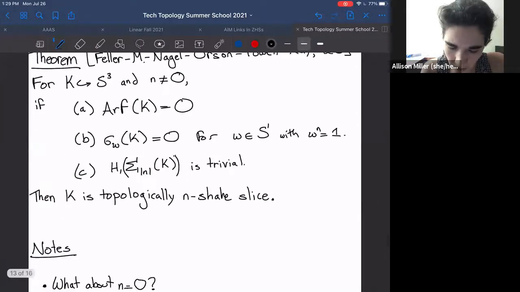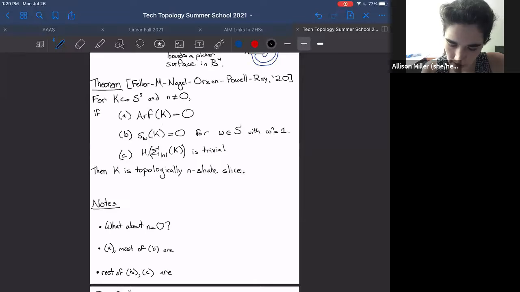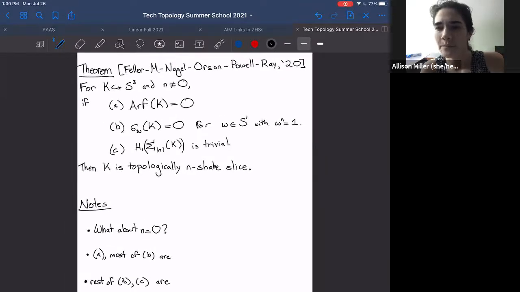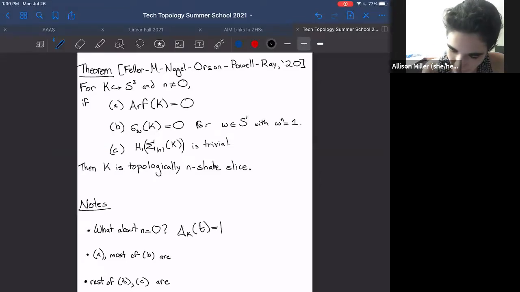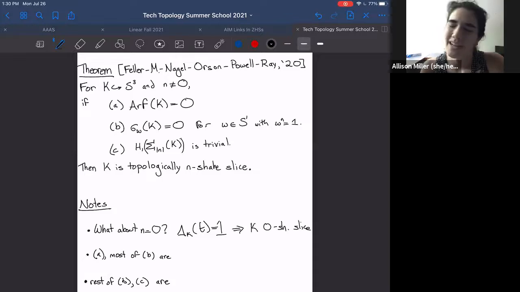So maybe I'll comment on, let me zoom out here so you can still see the statement. What's happening with n equals 0? Well, there isn't really a 0th branched cover. I could have restated this in a way that was general, that worked for any n, it's just a little bit harder if you haven't seen different kinds of weird homology. But our result for n equals 0 would just be that if you have trivial Alexander polynomial, then you're 0-shake slice, which we knew already, because if you have trivial Alexander polynomial, then by famous work of Freedman, you're topologically slice, and so you're certainly 0-shake slice.